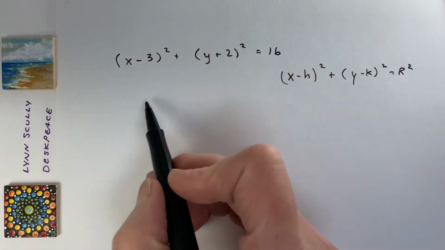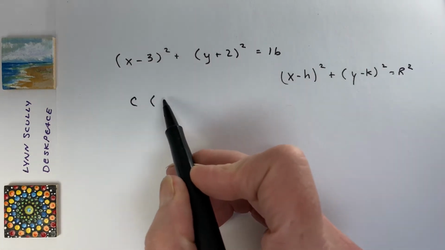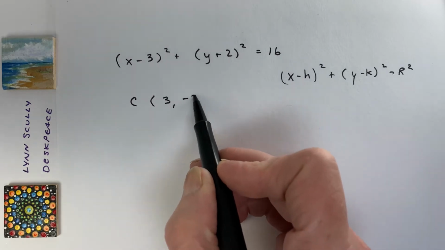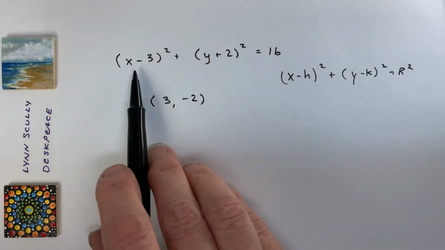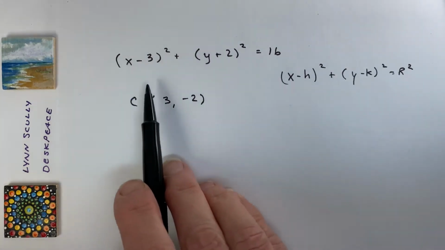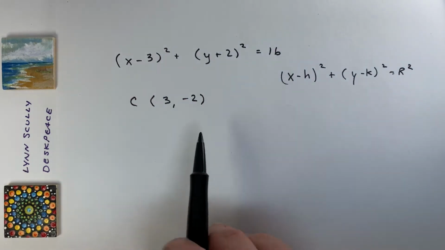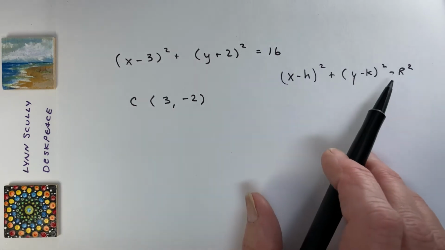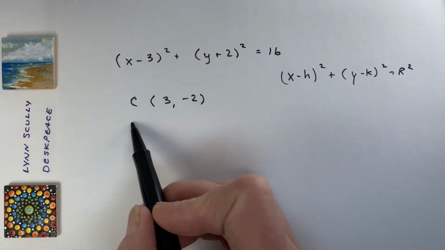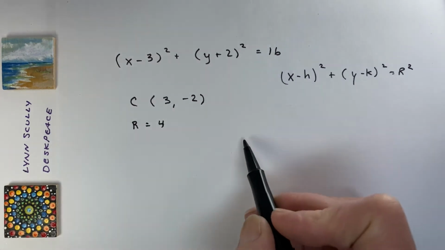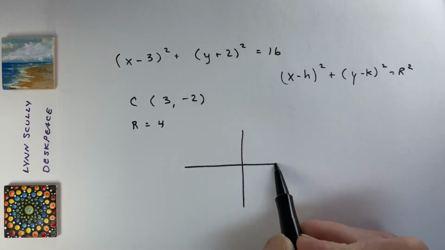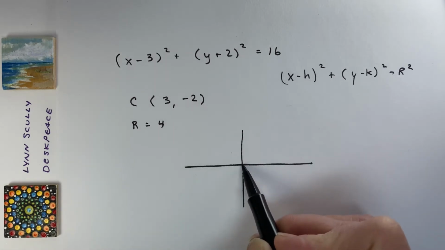The center is going to be 3, -2. Remember, when you come out of parentheses, you always come out backwards. If it was minus, you come out plus. If it was plus, you come out minus. And now r squared is 16. So r is 4.